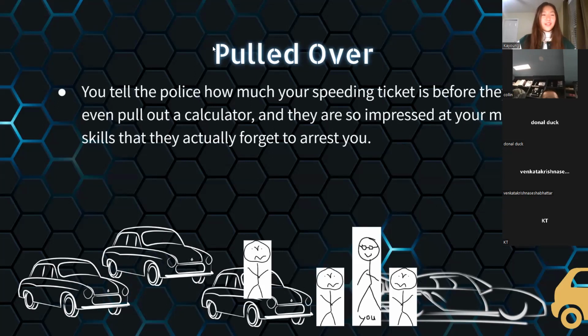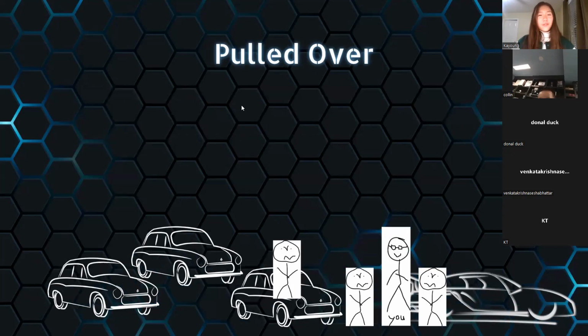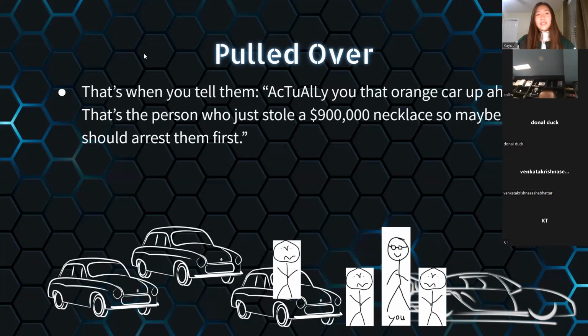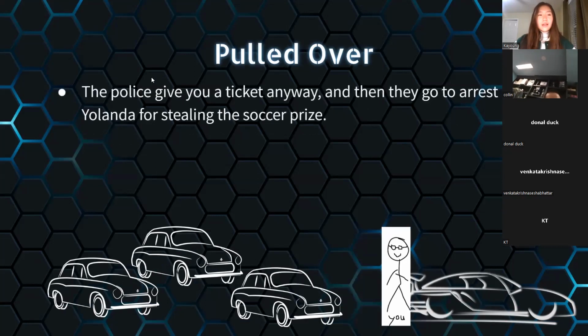That's so lucky. Now you are just home free. And then you tell them, actually, you see that orange car up ahead? That's the person who just stole a $900,000 necklace. So maybe you should arrest them first. And then they arrest both of you. The police give you a ticket anyway. Oh no. And they go to arrest Yolanda for stealing the soccer prize.